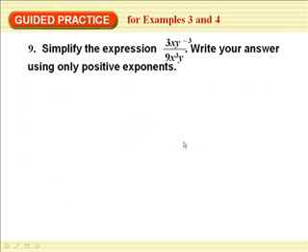Simplify the expression. Write your answer using only positive exponents. So right here, first off, let's just start with the numbers. 3 and 9 we can divide by, we can reduce these. 3 goes into 3 once, 3 goes into 9 3 times.